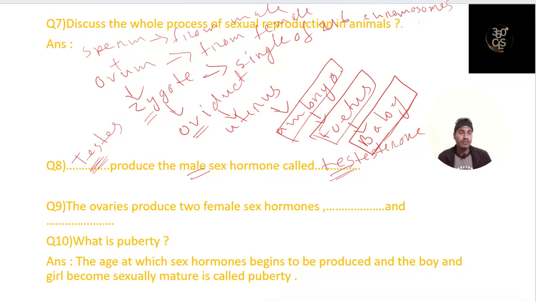Testosterone. Okay, it's known as testosterone. So the next problem is the ovaries produce two female sex hormones. So ovaries produce how many female sex hormones? There are two female sex hormones, which are known as what? Estrogen and progesterone.